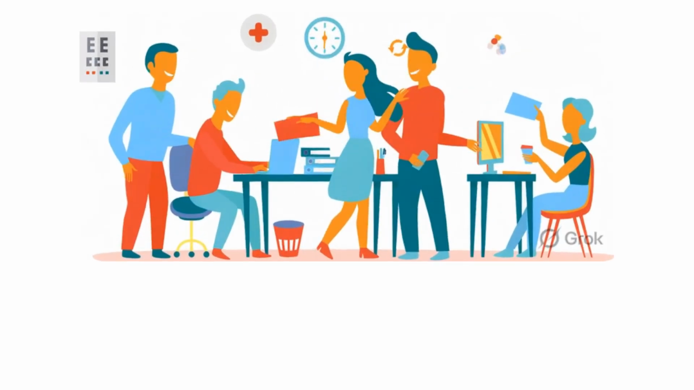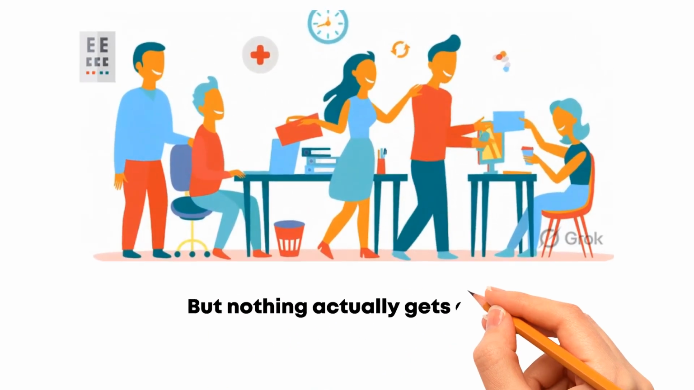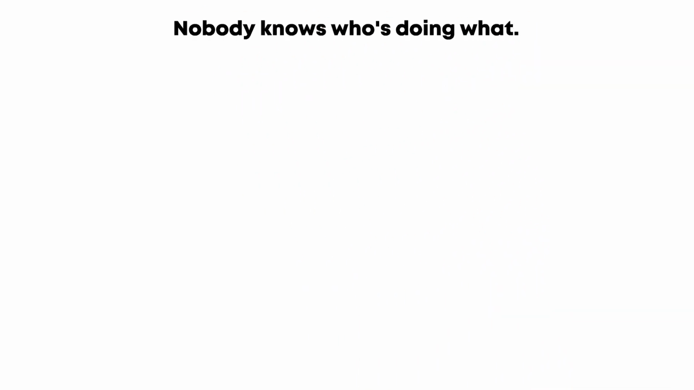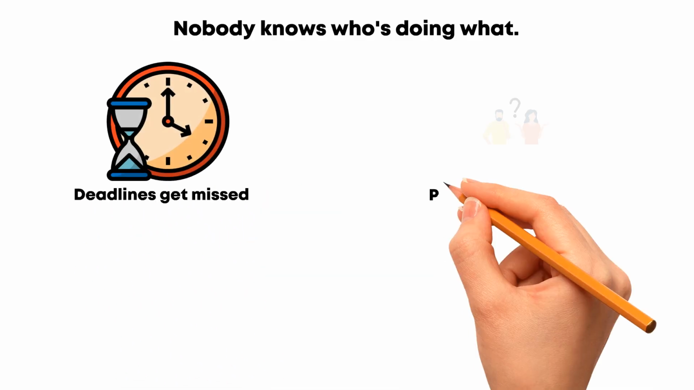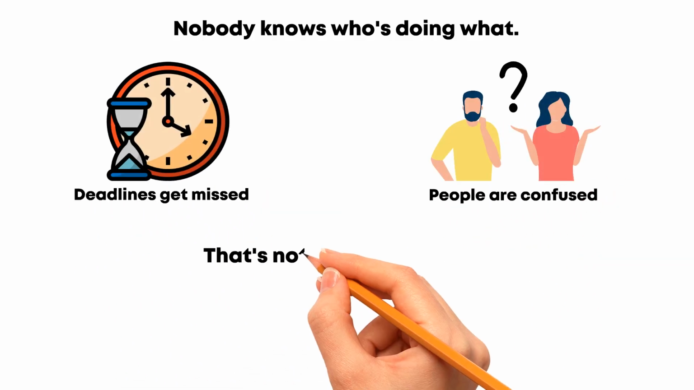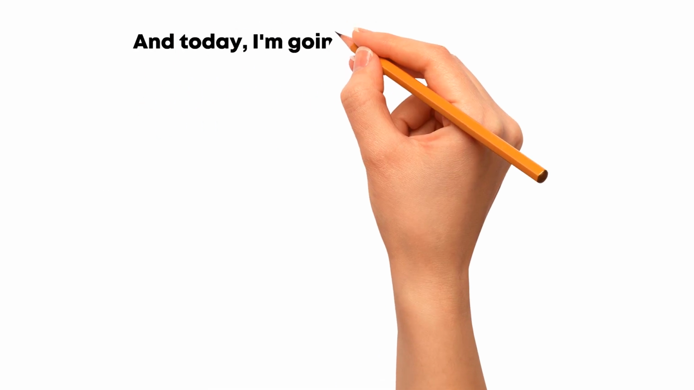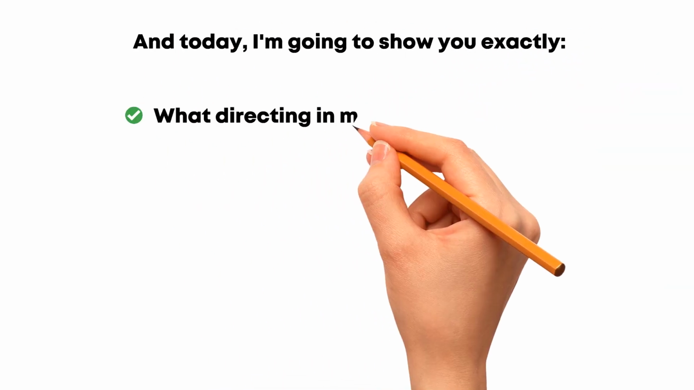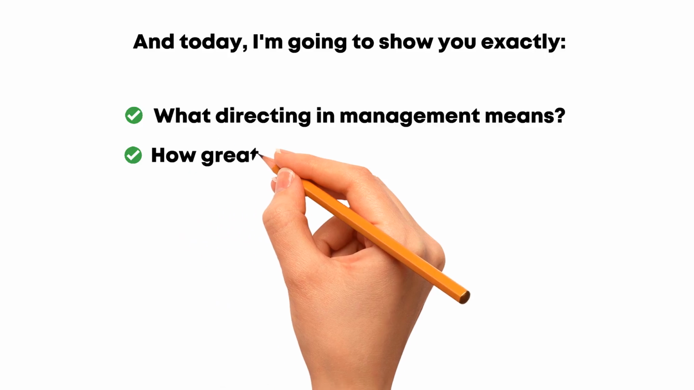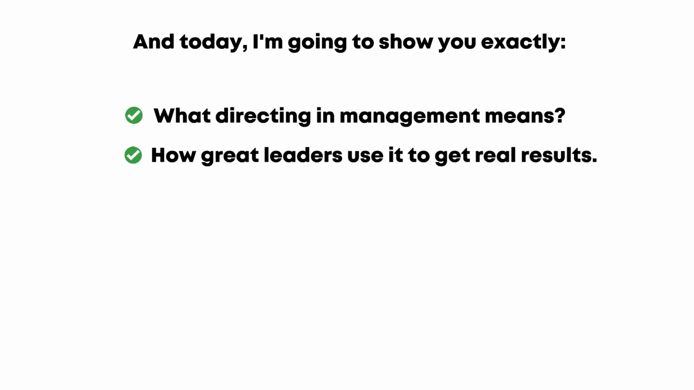Have you ever been on a team where everyone's busy, but nothing actually gets done? Nobody knows who's doing what. Deadlines get missed. People are confused. That's not a talent problem. That's a directing problem. And today, I'm going to show you exactly what directing in management means and how great leaders use it to get real results.